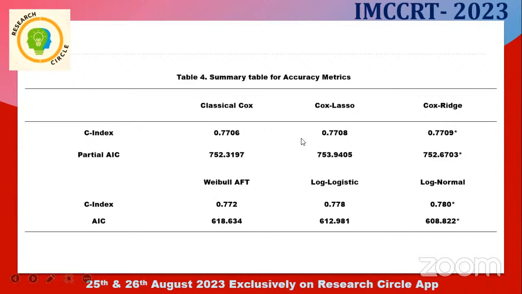The same thing goes for the parametric models. We also look for the highest C index with the lowest AIC. Here we can see that the log normal has the highest C index and the lowest AIC, which suggests that the survival of the patients can be best modeled by this particular parametric model. For the semi-parametric models, the Cox Ridge best qualifies across them all.